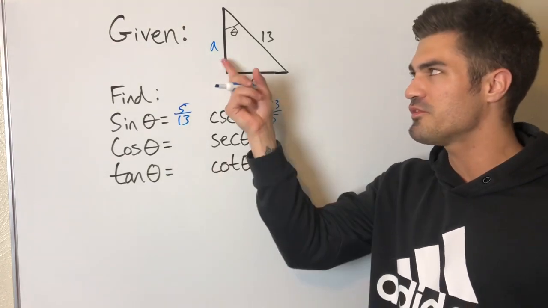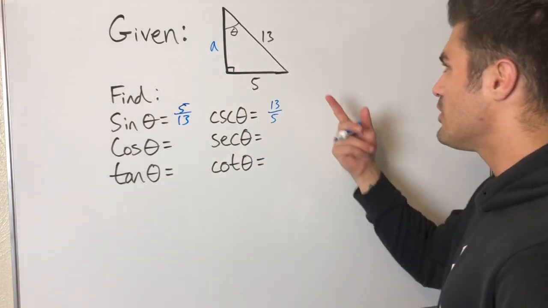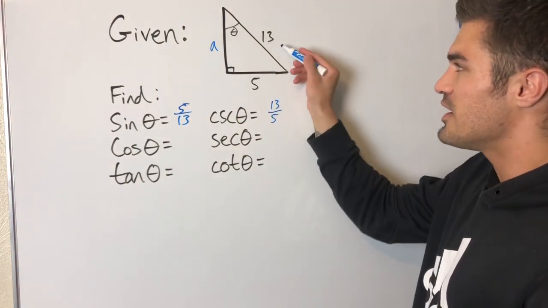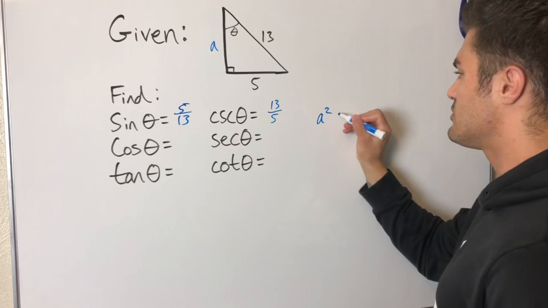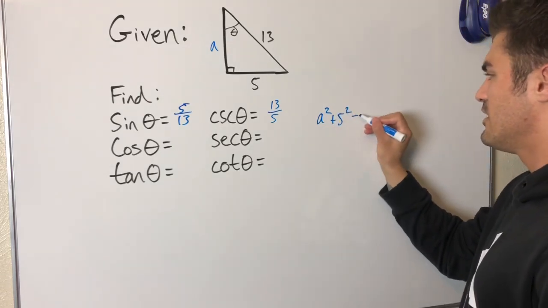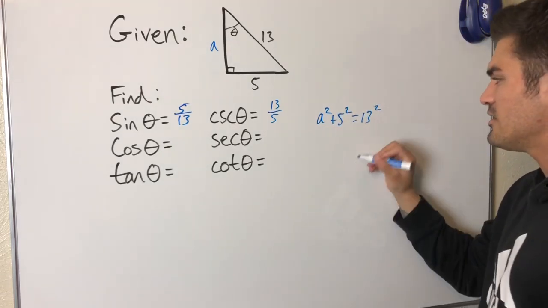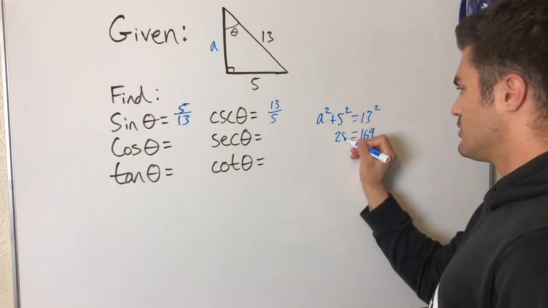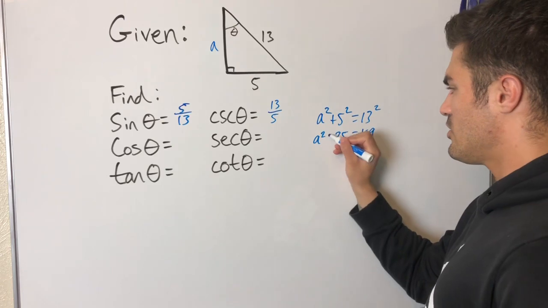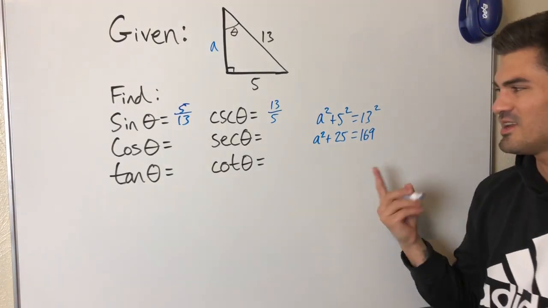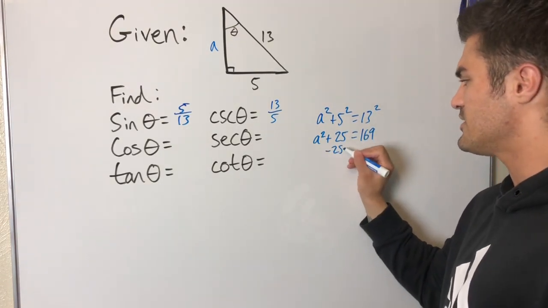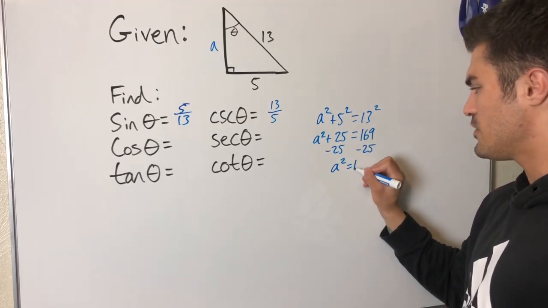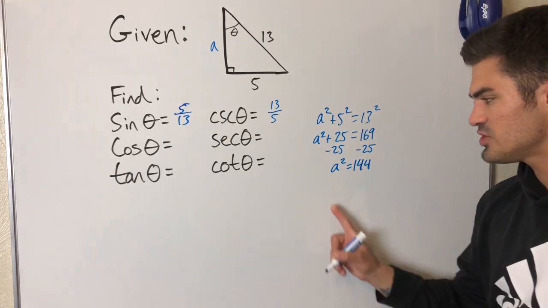So I guess you can go ahead and fill in the ones you know. But actually, to find the other four, I do need that adjacent. So I'm going to go ahead and find it. Pythagorean theorem: a squared plus 5 squared equals 13 squared. 13 squared is 169, and 5 squared is 25. Okay, a squared plus 25 equals 169. I can subtract 25 from both sides, and I get a squared equals 144. And then I square root both sides.